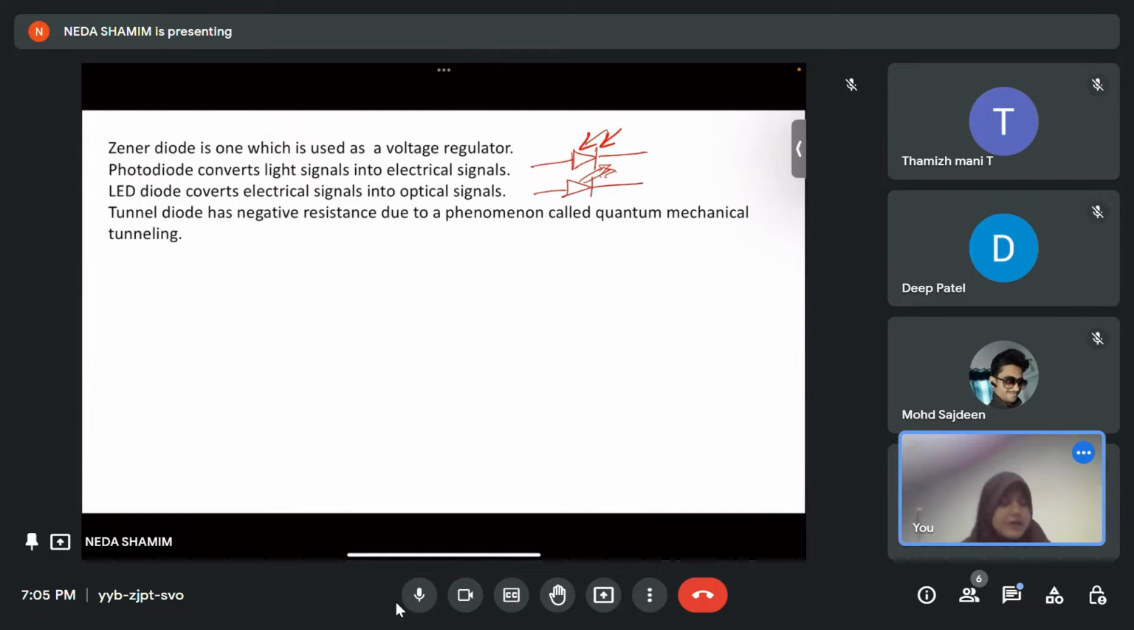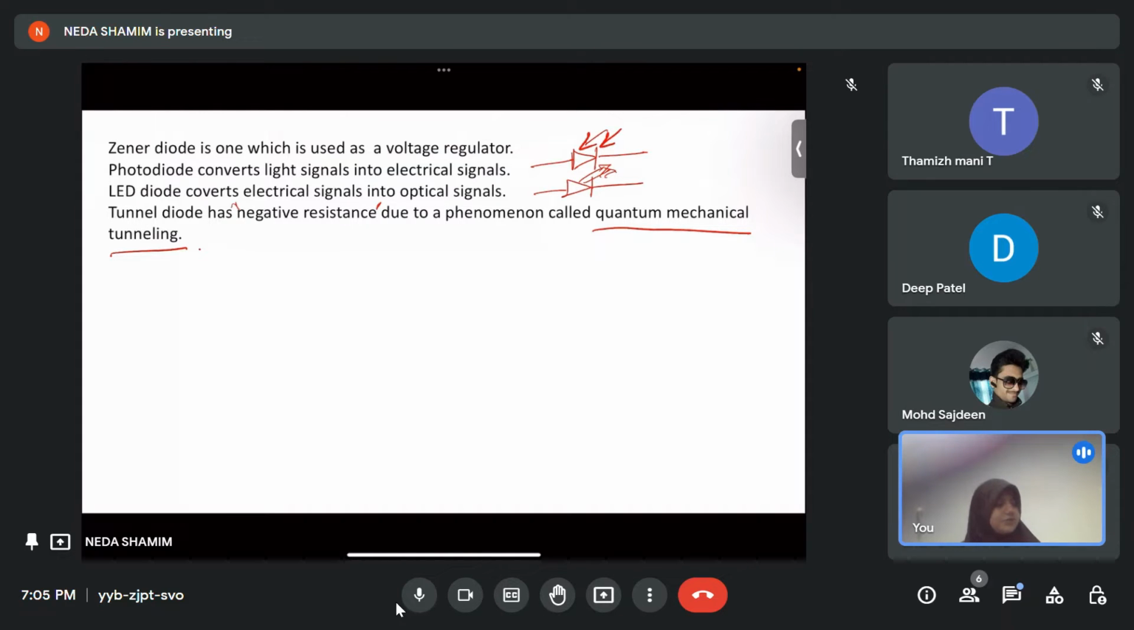And tunnel diode is a very special kind of diode. It has a negative resistance because of a phenomenon called quantum mechanical tunneling. About this you'll study in much greater detail in quantum mechanics. What is quantum mechanical tunneling? If you take any electronics course, then you will study about what a tunneling diode is. Basically it works on that principle.